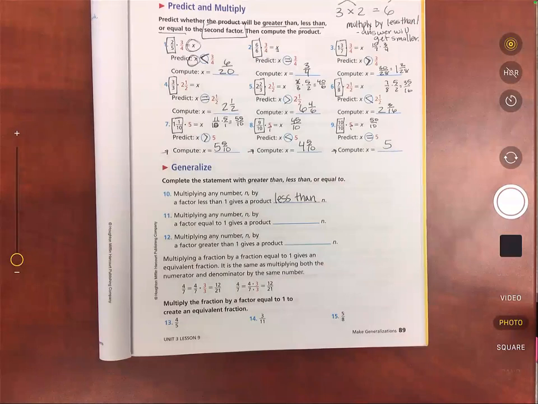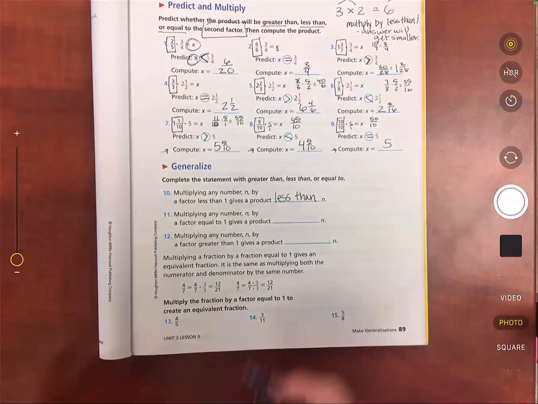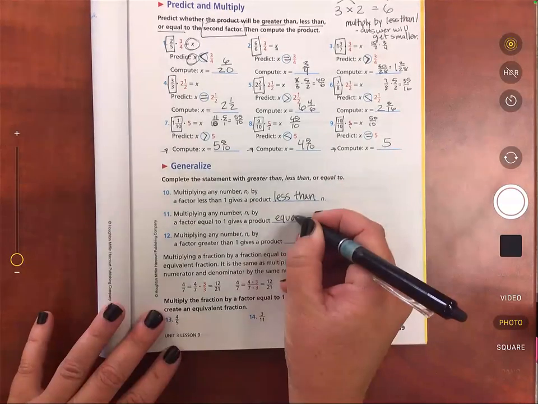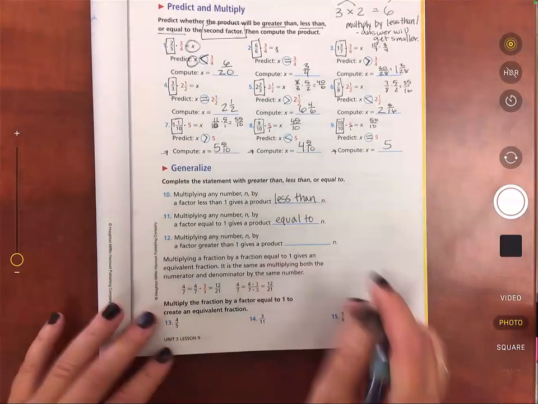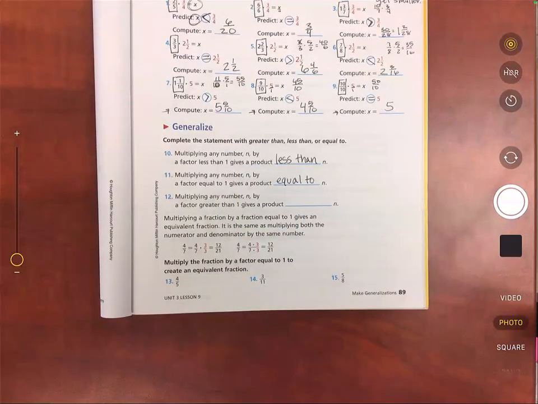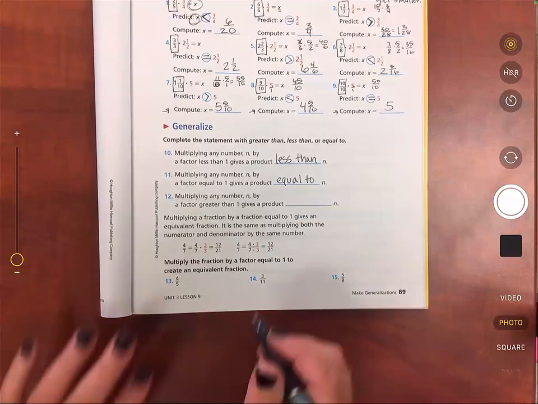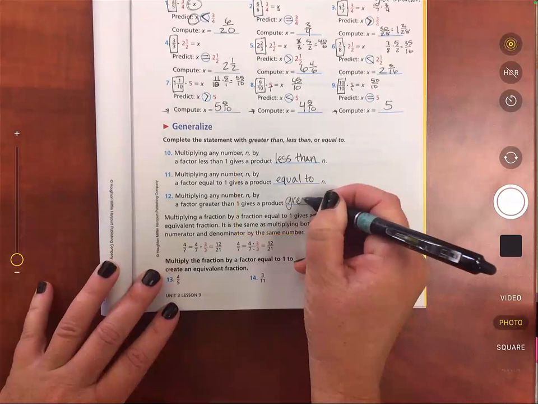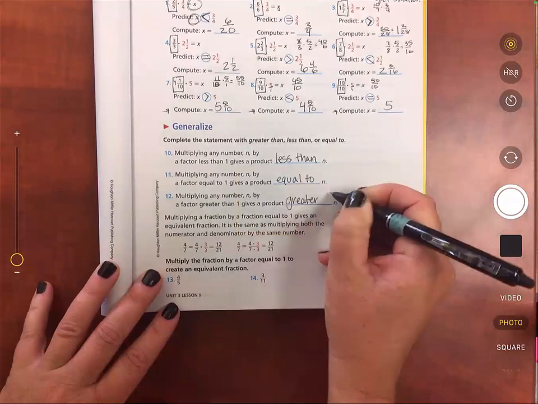What if I multiply any number by a factor equal to 1? What's going to happen with my product? It will stay the same. It's going to be equal to that number I was multiplying it by. And what if I multiply any number by a factor greater than 1? My product is going to be greater than the other factor.